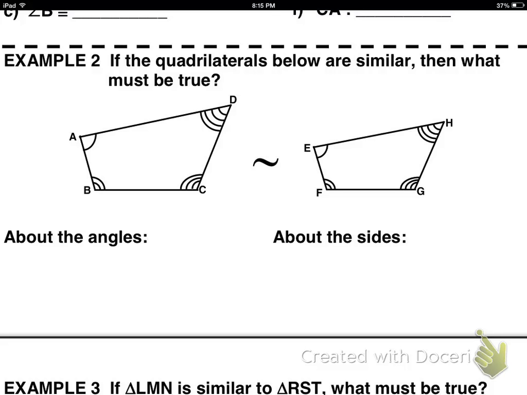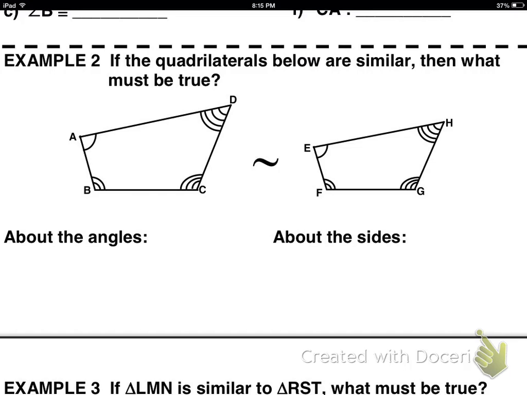Let's look at another example, but this time they are not triangles, but they are quadrilaterals. And notice the arcs that are drawn within each angle. They tell us that the corresponding angles are congruent. Where there is only one arc, then those two angles are congruent. Where there are two arcs, then those two angles are congruent, and so forth.